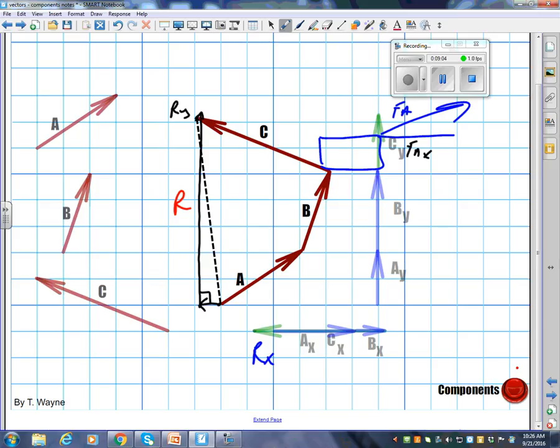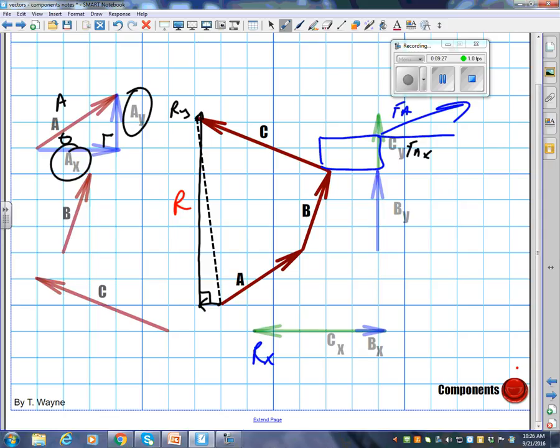Now, we're not going to do it by scale. We're going to figure out what the X component is and the Y component is. We're going to find that mathematically. Because is this a 90-degree triangle? Yes. Do I know this angle? Do I know this distance right here, the value of A? Yeah. So I can find mathematically AX and AY. And then when I add them, do I have to worry about the direction? No, because they're all in the same line, right? To the right is positive, to the left is negative.